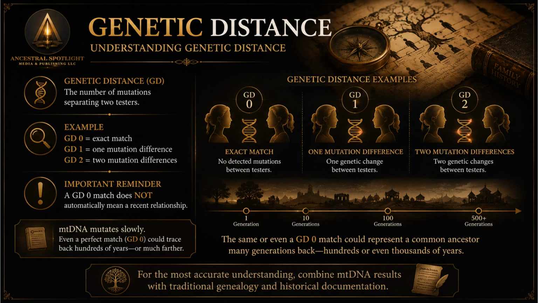Genetic distance measures how many mutations differ between two mtDNA tests. A GD0 match means no detected mutations separate the two testers at the tested level. However, because mtDNA mutates slowly, even a perfect match could trace back hundreds of years, or potentially much farther. This is why mtDNA should always be combined with traditional genealogy and historical documentation.